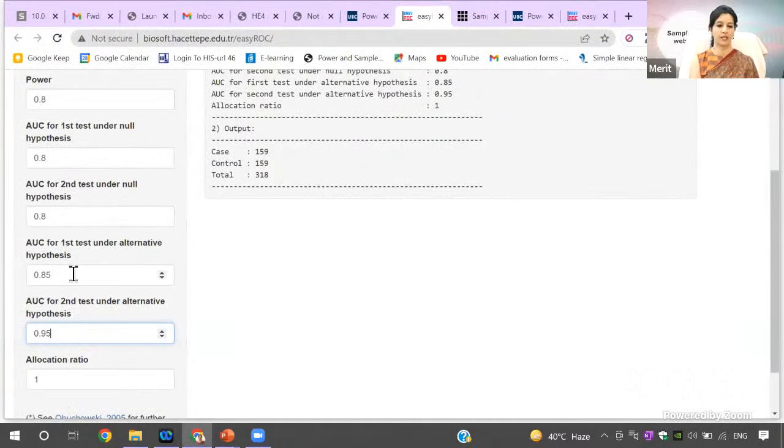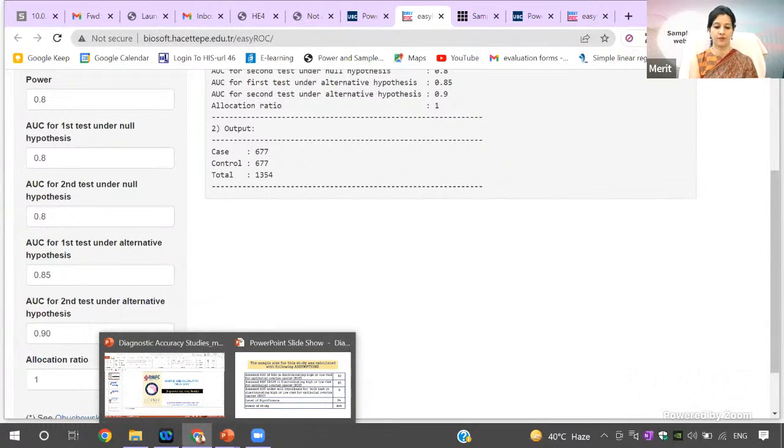So it will be 0.90 and 0.85. So you can make this 0.90. So the required sample size will be 1354. It is a very huge sample size because you can see that you want to achieve a very good discrimination index, which is 0.90. That's why the required sample size calculation is very high.